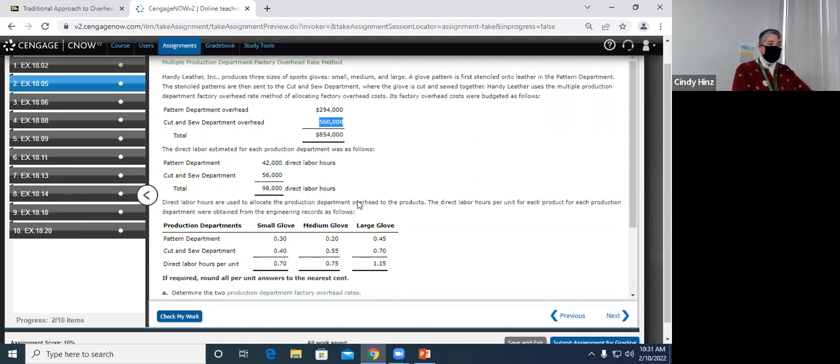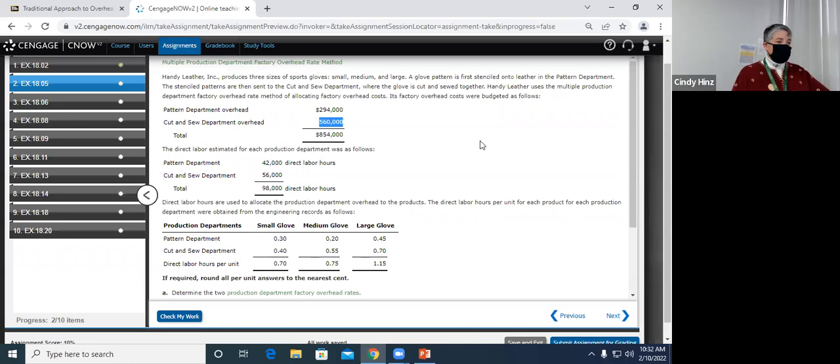But nowhere in here do we talk about what they are doing in the pattern department or what they are doing in the cut and sew department. There is almost certainly some overhead overlap between the two departments. For example, they probably don't both have their own custodial staff. There's probably one custodial staff that does the cleanup at the end of the shift in each department, for the whole building, probably for the whole factory.